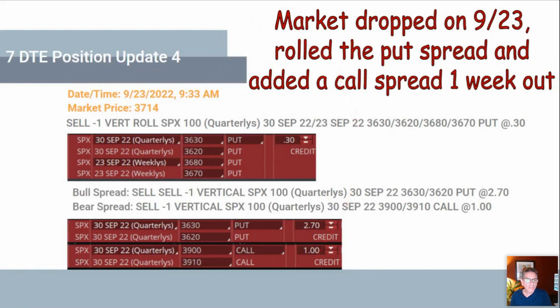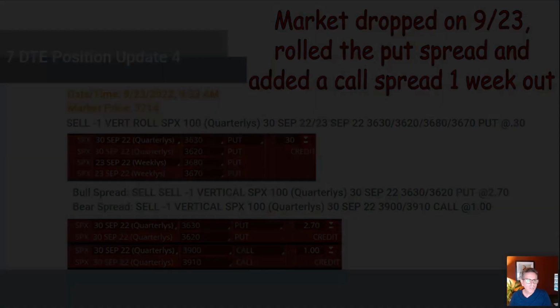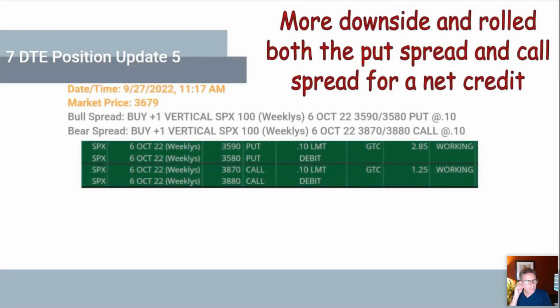This time we push it out for 1 week. And so update number 5: more downside again, and we had to roll again, both sides. This time the call side wasn't breached, but because of the put side, we're going to have to roll it again, and you want to keep the same margin. You don't want to be in different expirations. So we rolled the call side and the put side at the same time.